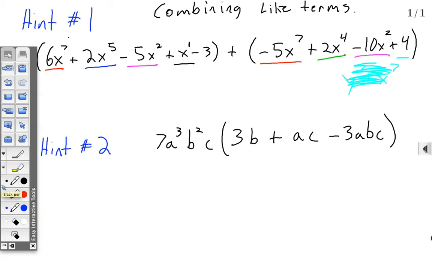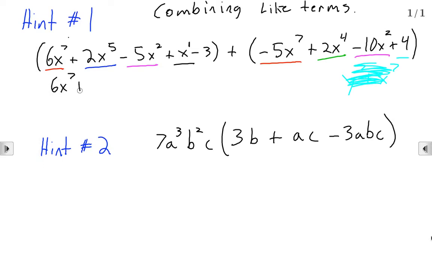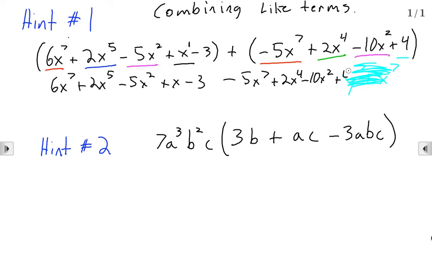In this case, we also should address the parentheses. Anytime you have something in parentheses plus something in parentheses, it's perfectly fine just to drop the parentheses. So this is 6x to the 7th plus 2x to the 5th minus 5x squared plus x minus 3, and then minus 5x to the 7th plus 2x to the 4th minus 10x squared plus 4. I'm not going to relabel the like terms. I think we know it's the 7ths that we combine, the 5ths that we combine, the squareds that we combine, and not everyone has another term that we can combine it with.